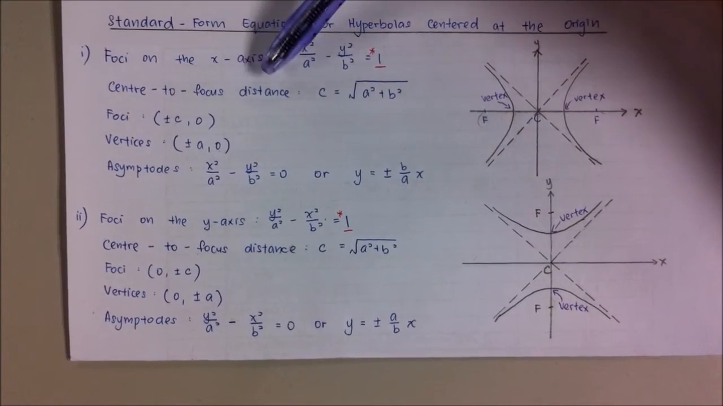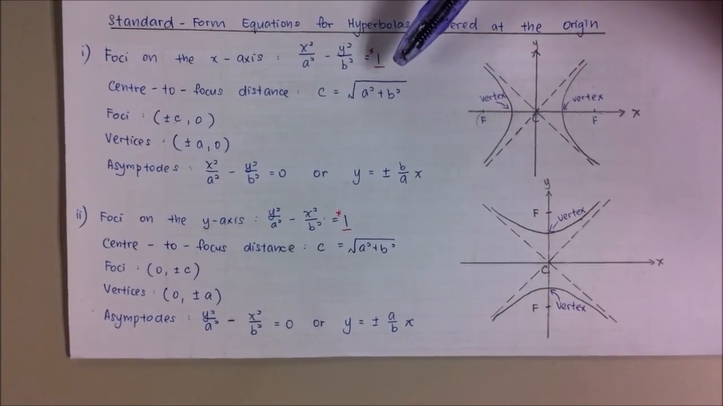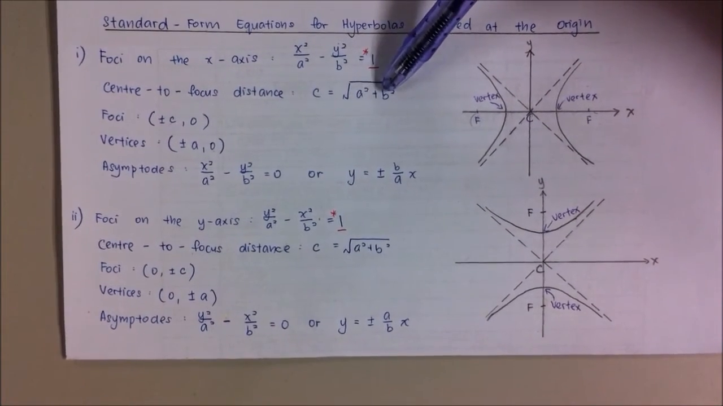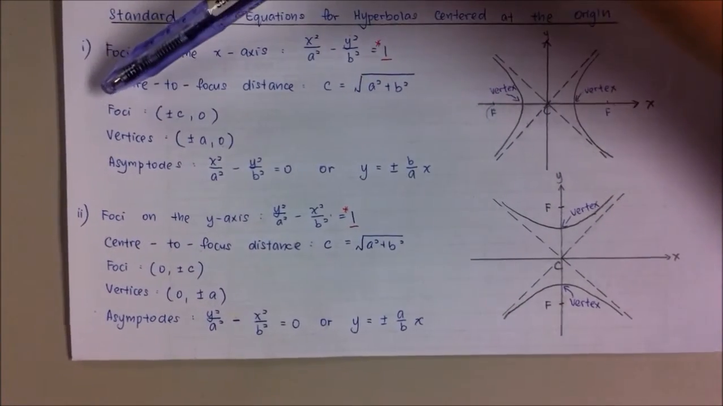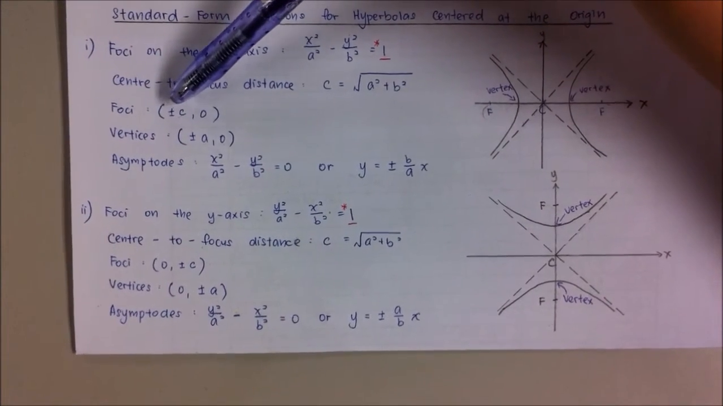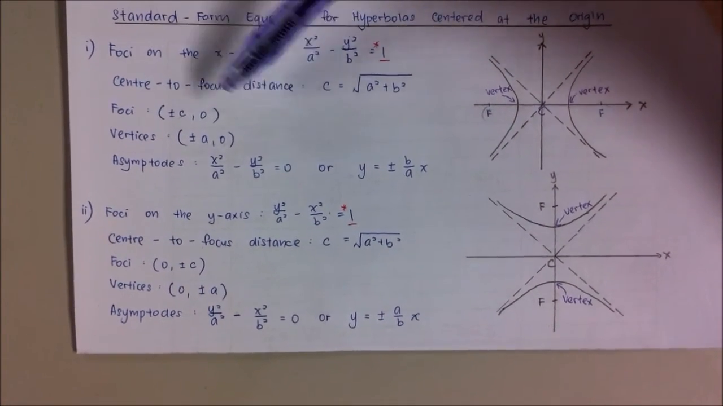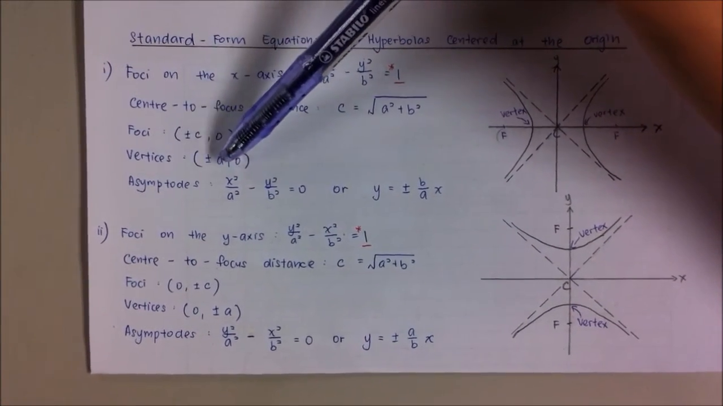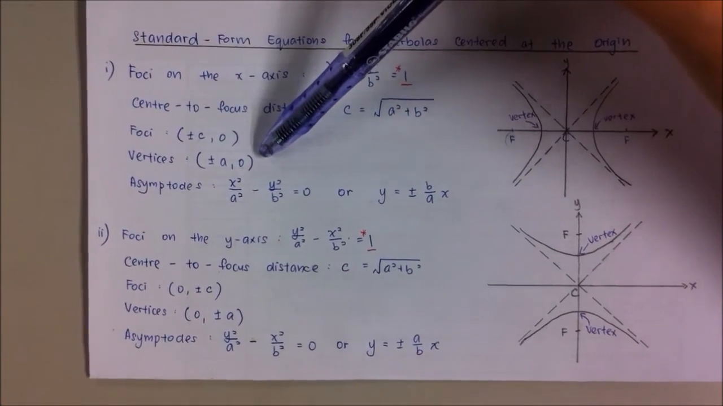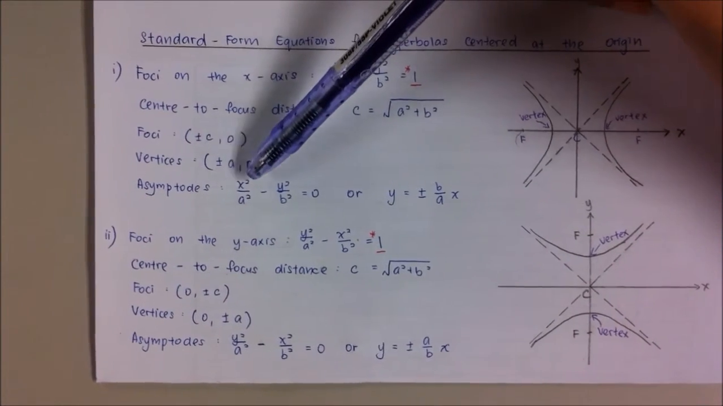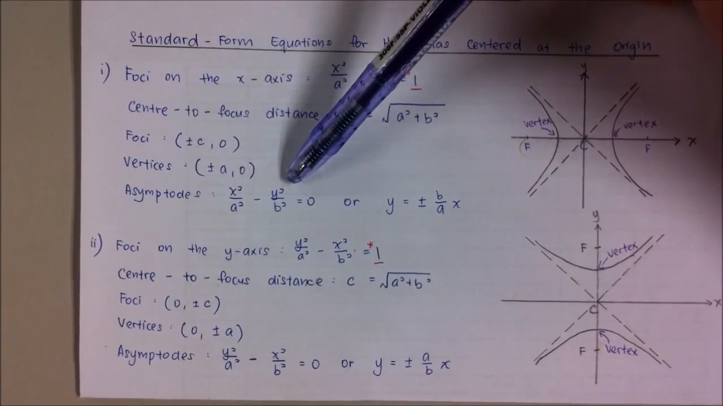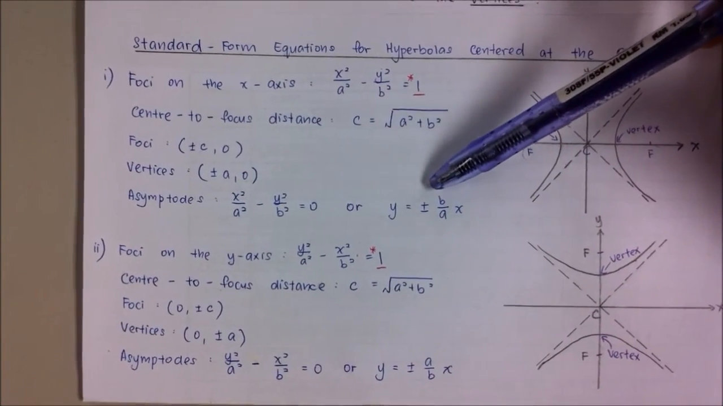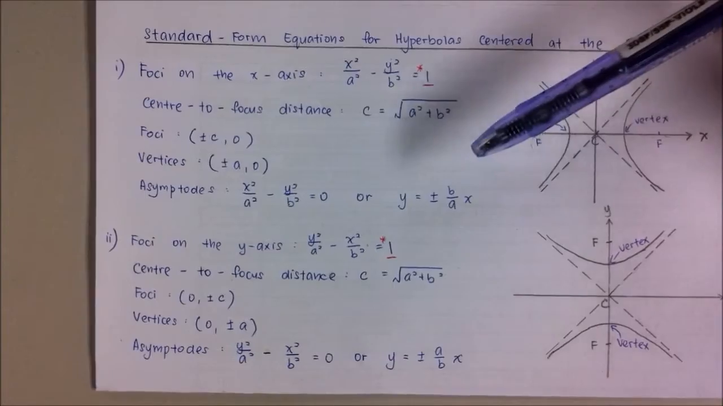The center to focus distance, which is the c, is the square root of a squared plus b squared, where a squared and b squared you can get from the equation. The coordinates of the foci are plus minus c, 0, and the vertices of the graph are plus minus a, 0. To find the asymptotes for the graph, the equation is x squared over a squared minus y squared over b squared equals 0. When we simplify the equation, we get y equals plus minus b over a x.